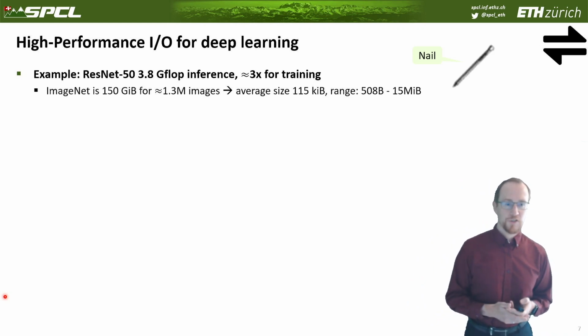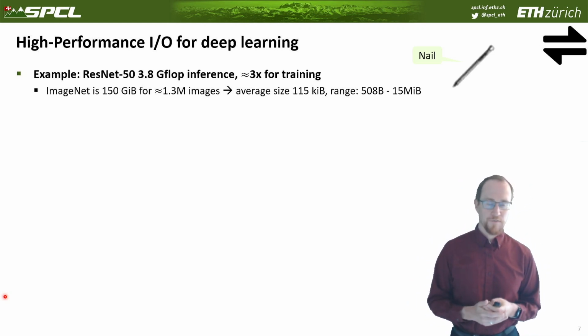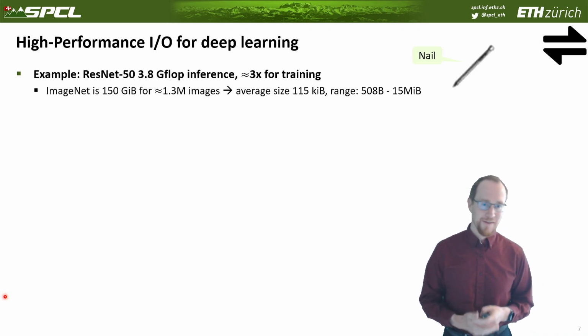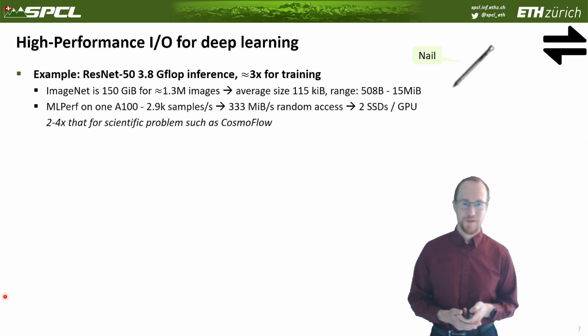So it means that the average size of an image is 115 kilobytes, but the size range is really from 508 bytes to about 15 megabytes. In fact, if you're wondering what the smallest image in this data set is, it's this one up there. And apparently that is labeled as a nail. I may not have recognized this, but good networks will actually recognize this much better than I do.